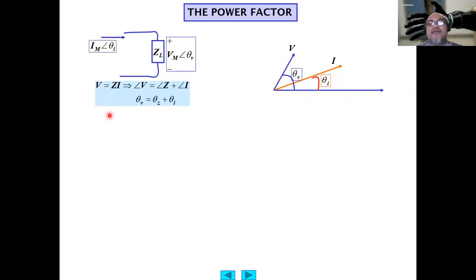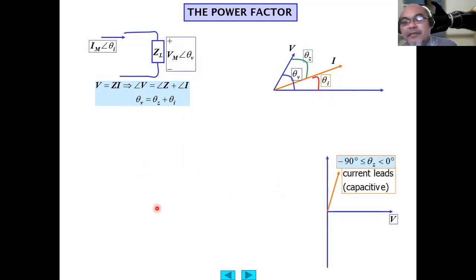And the voltage, from Ohm's law, equals Z, the impedance, times the current. So basically then the phase angle of the voltage will be equal to the phase angle of the impedance plus the phase angle of the current. Theta V equals theta Z plus theta I, because this is a multiplication. So theta Z here is the addition due to the phase angle of the impedance.